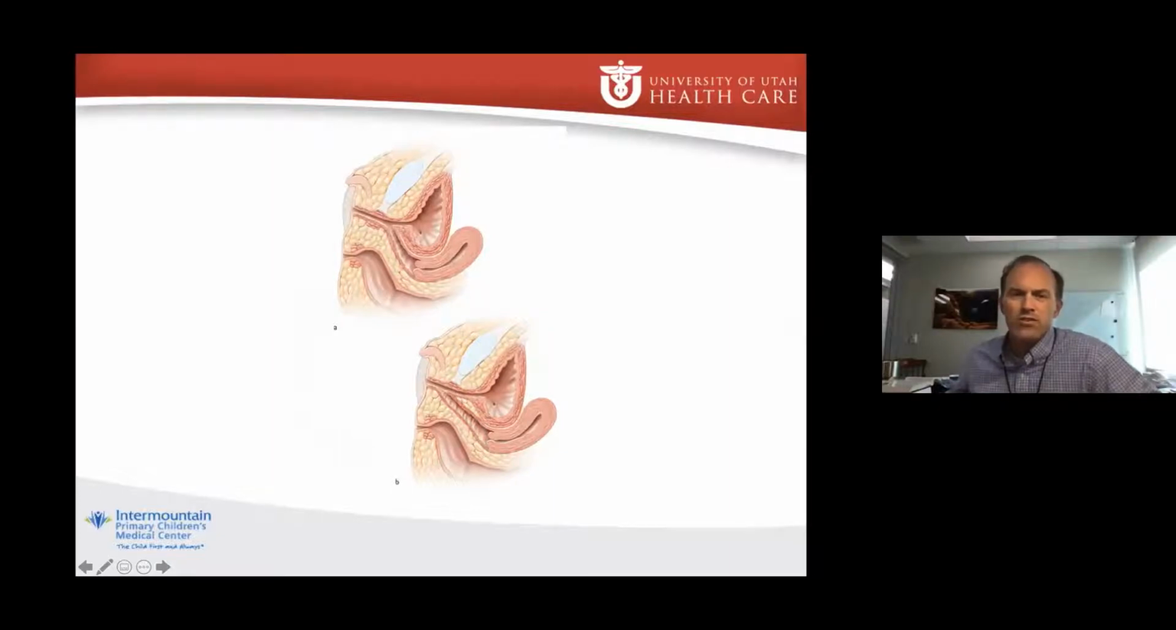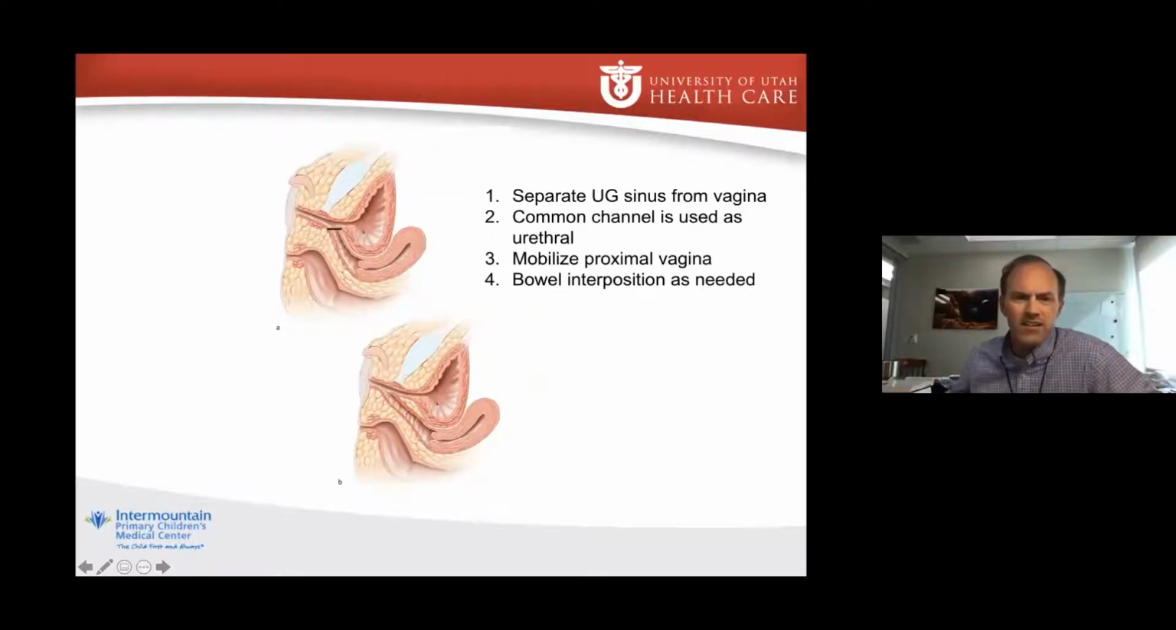So when you do a total urogenital mobilization, or a urogenital separation, what you're talking about doing is dissecting the vagina away from the posterior wall of the urethra. So you basically sew this closed, and this common channel is used as the urethra. You just leave it intact and that becomes the urethra.